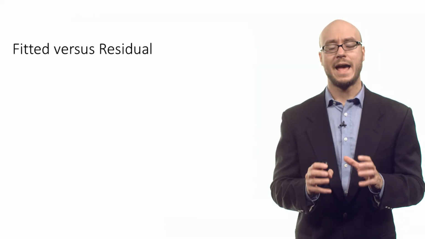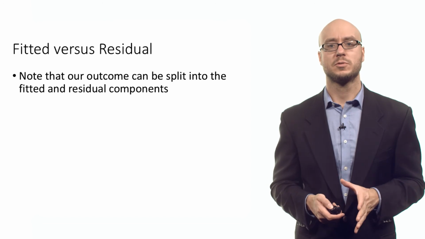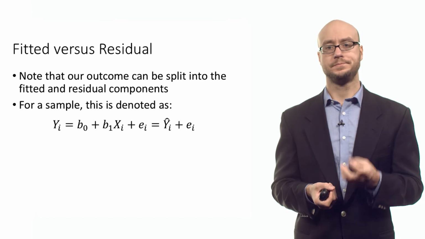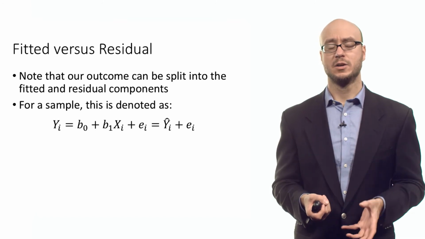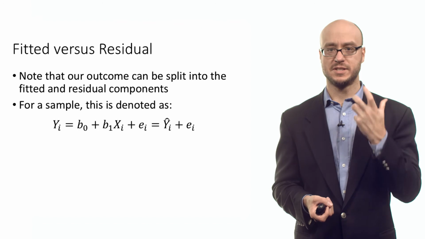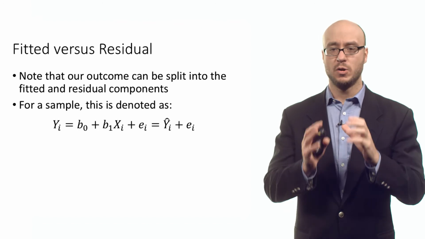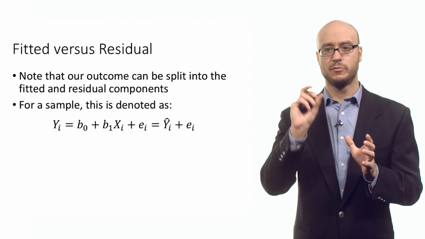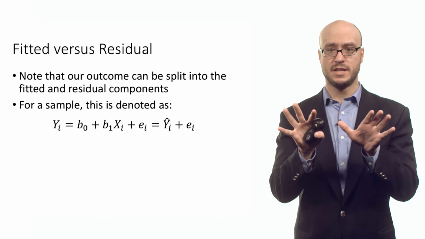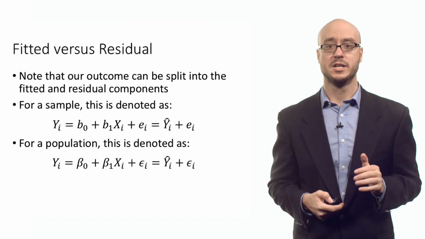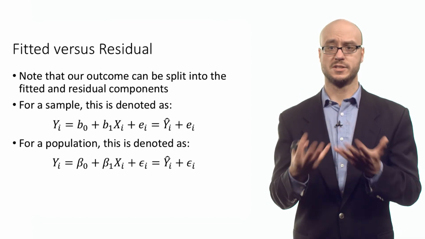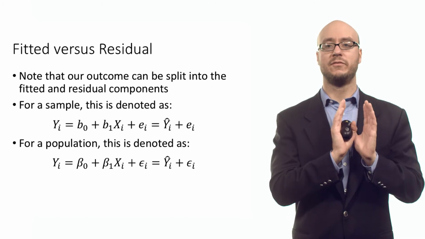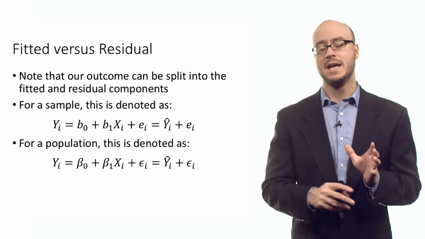So here we have this idea of fitted versus residual values. You can think of our outcome as being split into these two components. For a sample of data, we have our raw value of our outcome. This is the full value of the temperature. And you have that part of the outcome that's based on the fitted or predicted value, and then you have what's left over, the residual error. If you have a population, you use a slightly different notation, but it's the same concept. You have the y-hat, the fitted or predicted part of the outcome, and then you have this error.